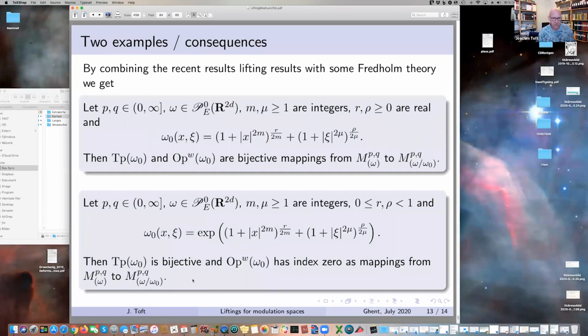But we can also use approximations between Toeplitz operators and pseudo-differential operators. And we cannot be sure that this pseudo-differential operator, at least from our result, is bijective, but at least it will have the index 0 and so on.